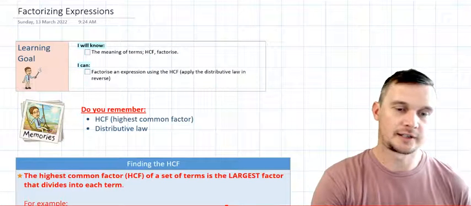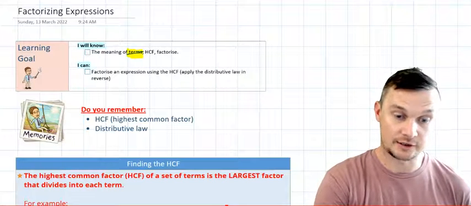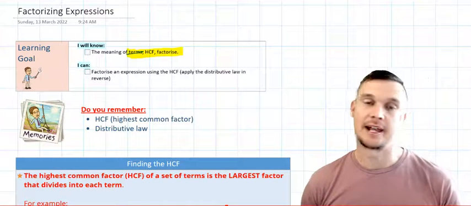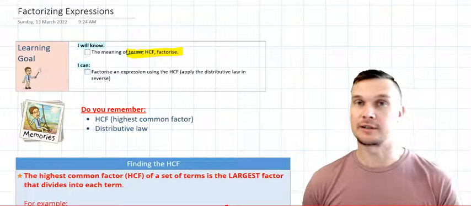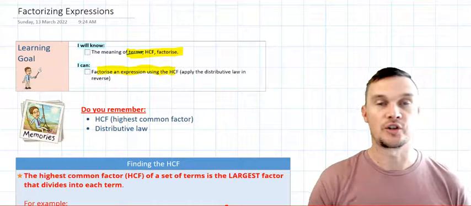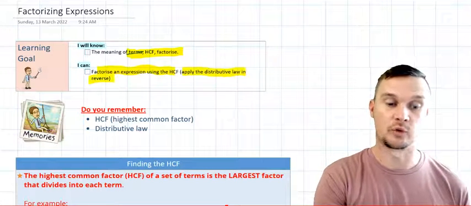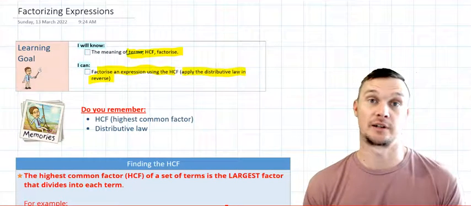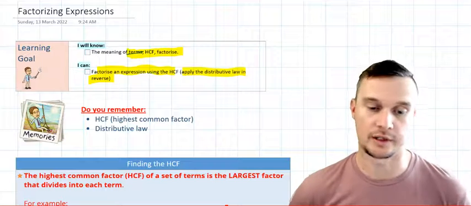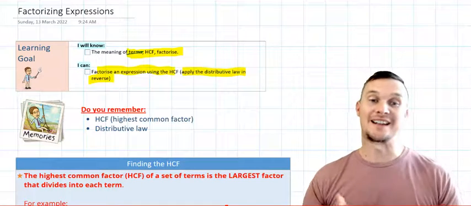So hopefully you understand, as our learning goal here, the meaning of the terms HCF and factorize. And your goal, and this is the key part here, is that you can factorize an expression by using the HCF, and you're basically applying the distributive law in reverse, and that is basically what factorizing means. We've done the previous video on what the distributive law looks like, and we're basically applying this in reverse.